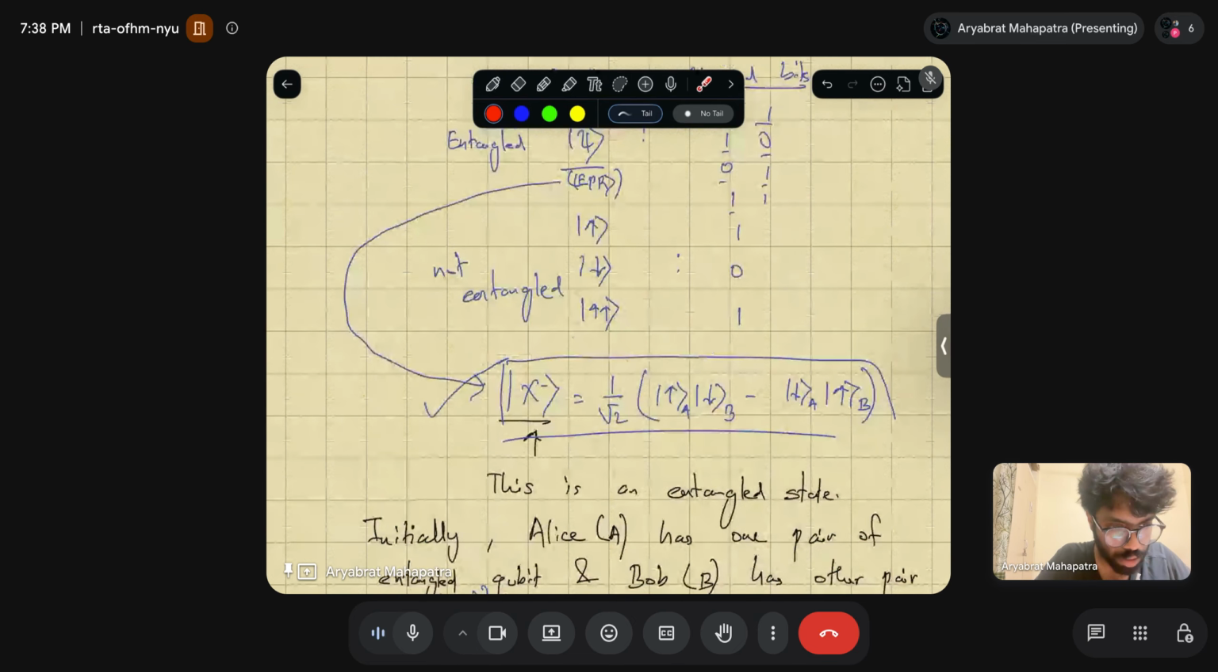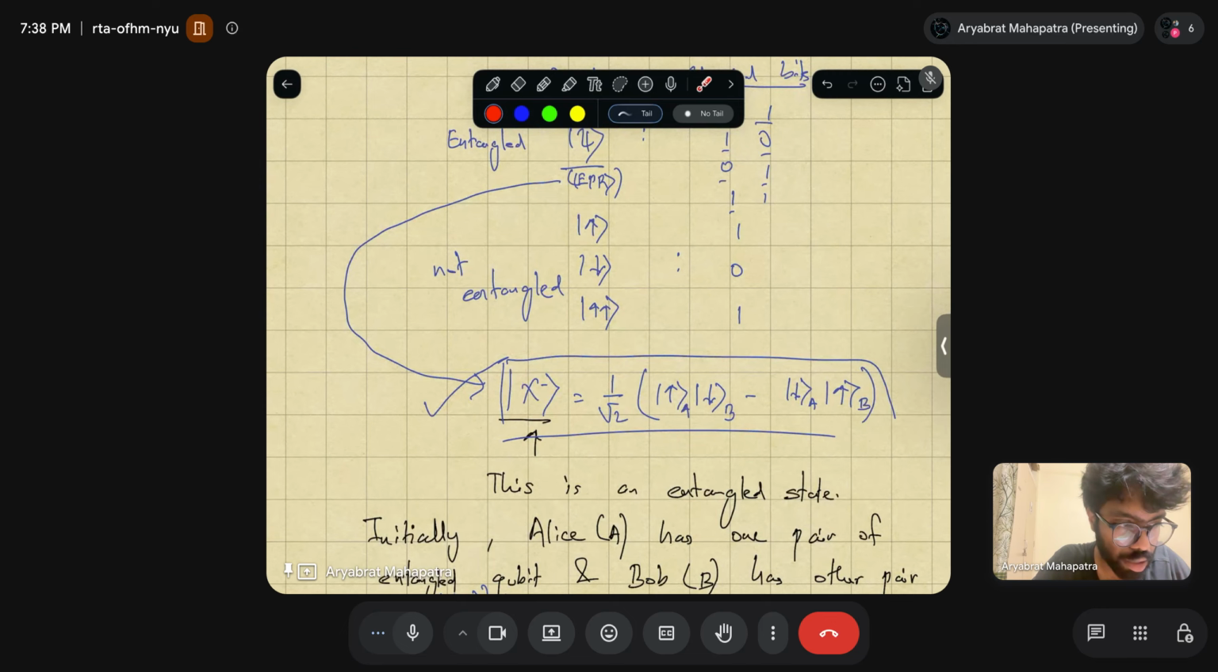So this is the overall idea. Did you get the overall idea? I can go step by step. Yes, sir, yeah, I get it.